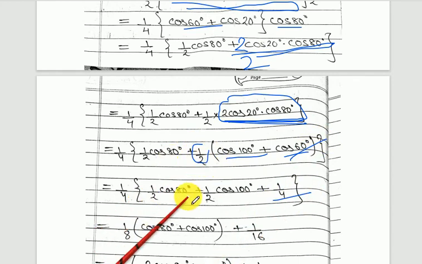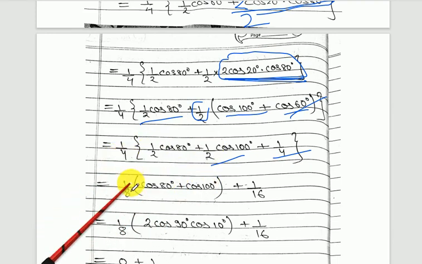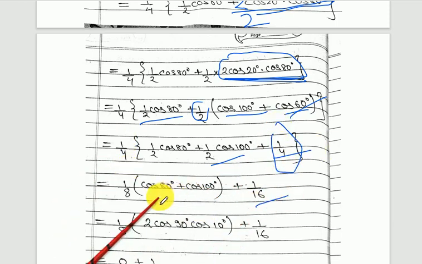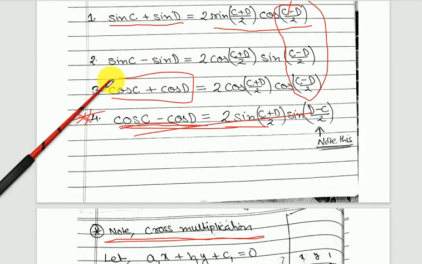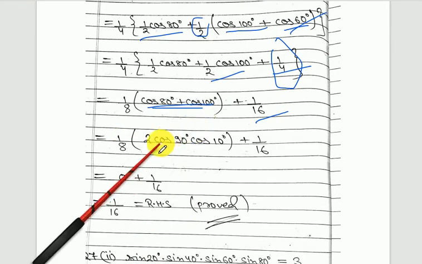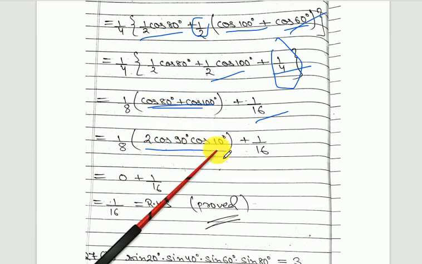Okay, and for here you get half cos 80 plus half cos 100. Half is common in these two, so this half will get multiplied to this, so you'll get 1 by 8, and this 1 by 4 will get multiplied to this, so you'll get 1 by 16. And for this we will use that cos c plus cos d formula. Okay, we will use this formula, cos c plus cos d formula. Okay, so by that formula you will get 2 times cos 90 into cos 10.